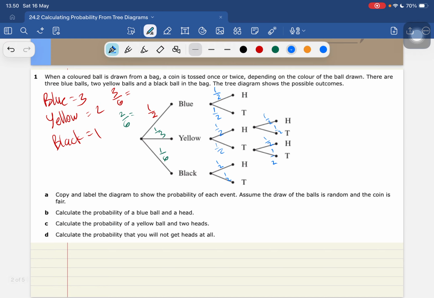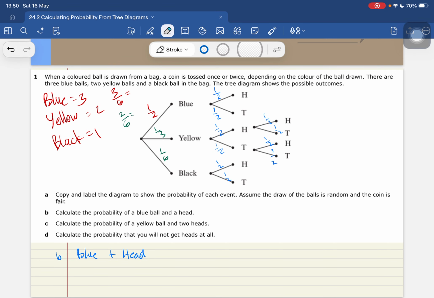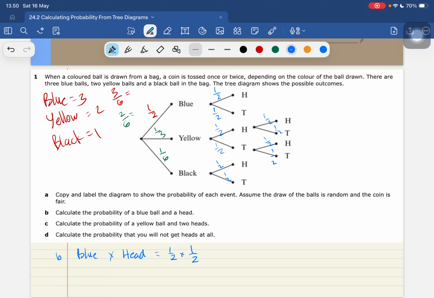B, calculate the probability of a blue ball and a head. So we got blue, and head. If we combine the probabilities, we multiply them. So blue and head is 1 over 2 multiplied by 1 over 2. So the probability to get a blue and a head is 1 over 4.